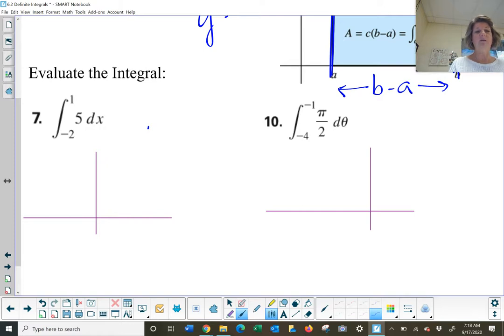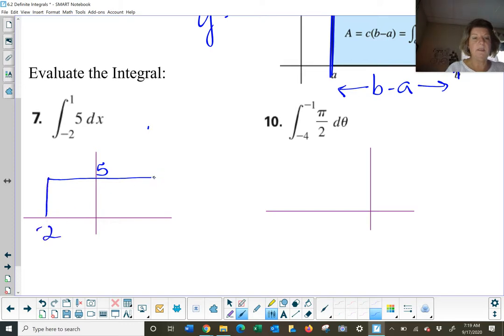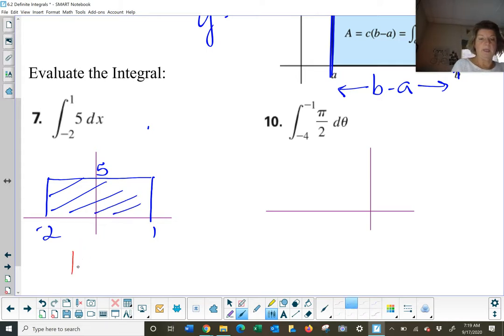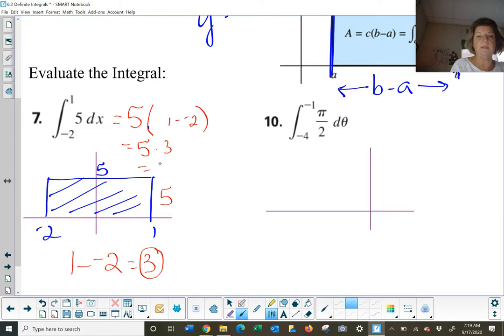So number 7, evaluate the integral. Well, we have a height of 5, and it's going to run from -2 to +1, and we're looking for this region. The distance on the x-axis is going to be 1 minus -2, which would be 3 units, and it is 5 units high. I'm going to do it like they had done up there, a 5 times 1 minus -2 equals 5 times 3, so we get 15.